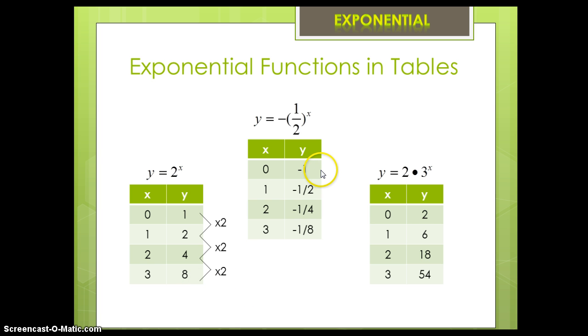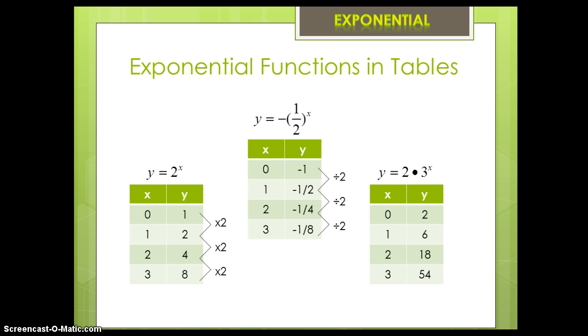If we look at this next one, we're dividing by 2. 1 divided by 2 is 1/2. 1/2 divided by 2 is 1/4. And 1/4 divided by 2 is 1/8. So we're dividing by 2, or we're multiplying by 1/2.